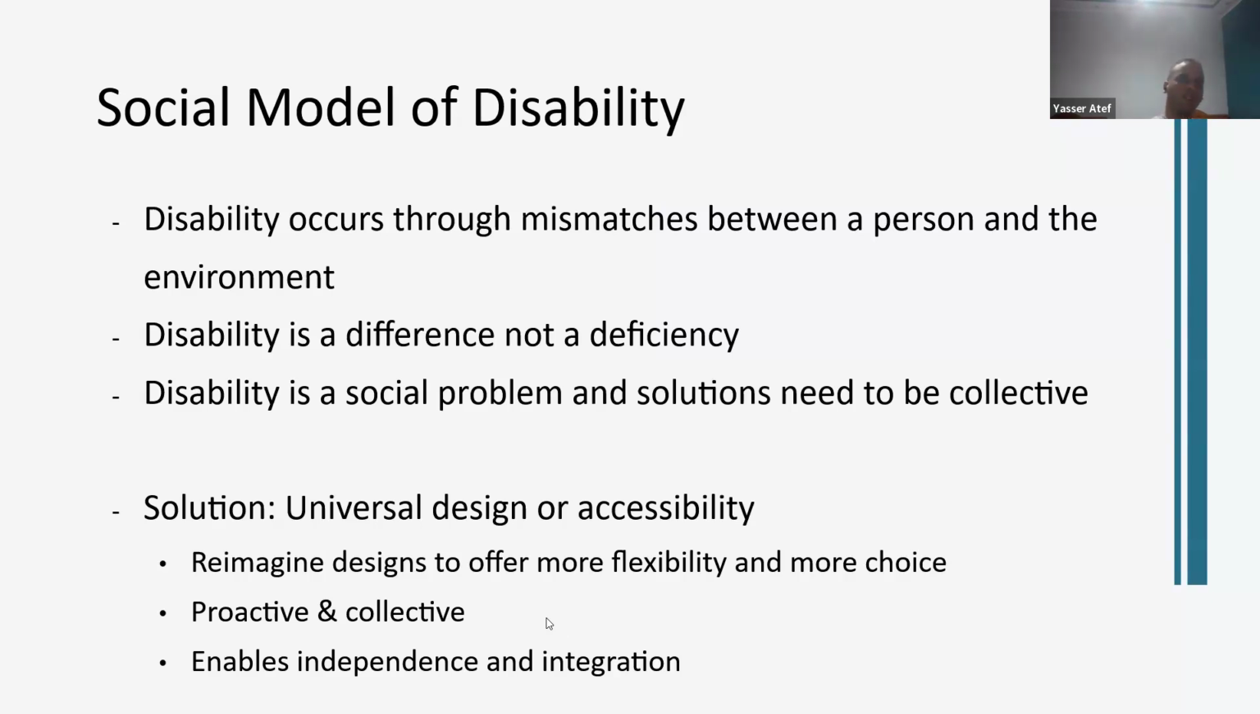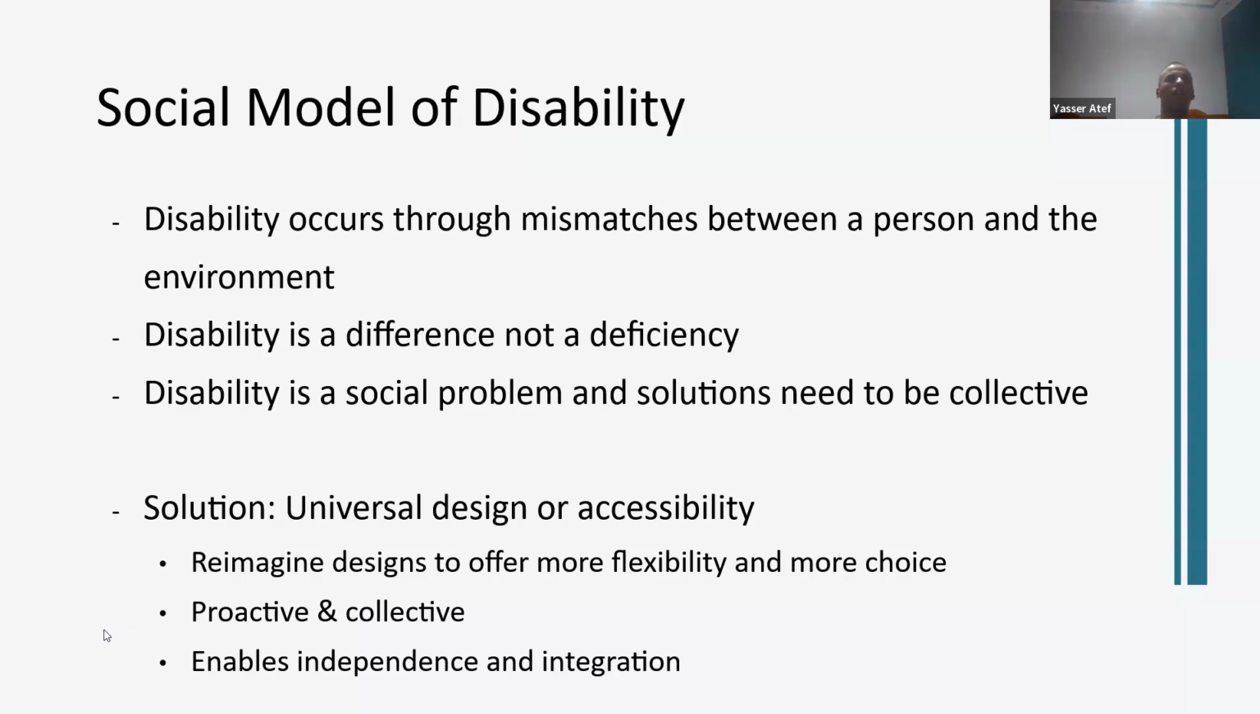And by the way, the universal design isn't the best. I'm not saying that it's the best approach, but at least it offers some proactive and collective decision-making that enables us to have more independence and integration.